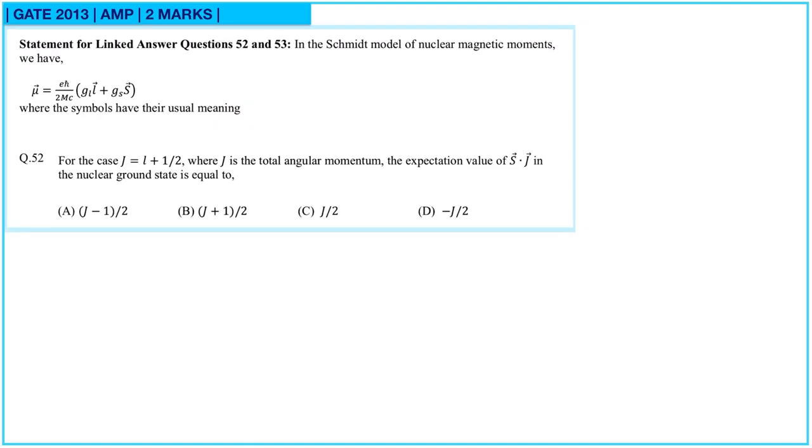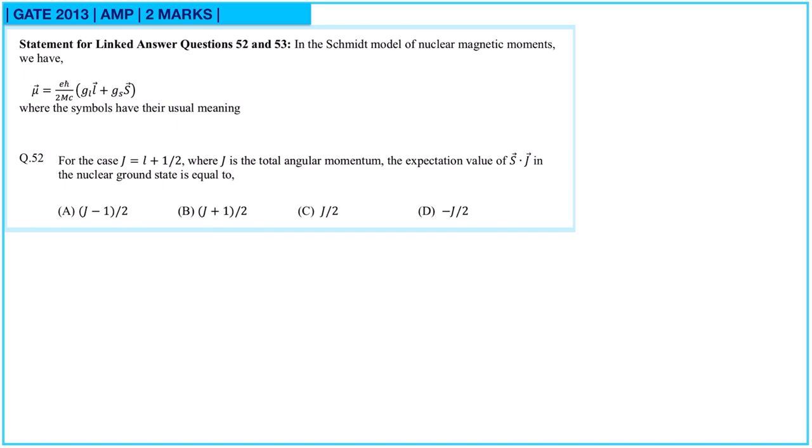Next, statement for linked answer. In a Smith model of nuclear magnetic moments, mu is e h cross upon 2mc times (g_l L bar plus g_s S bar), where the symbols have their usual meanings. For the case J is equal to L plus half, where J is the total angular momentum, the expectation value of S dot J in the nuclear ground state is given by.